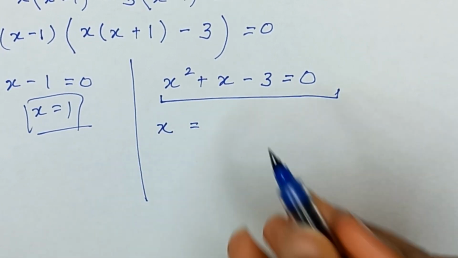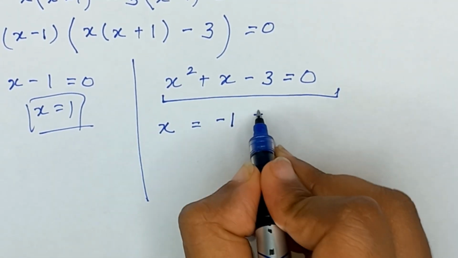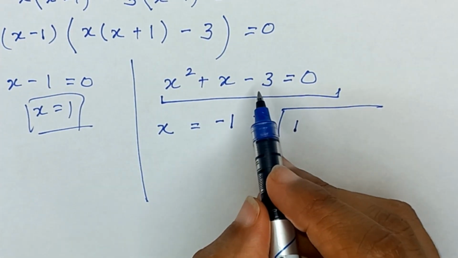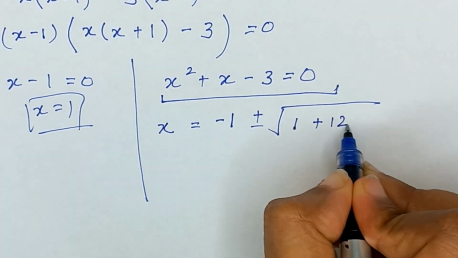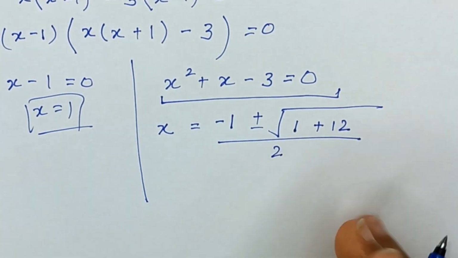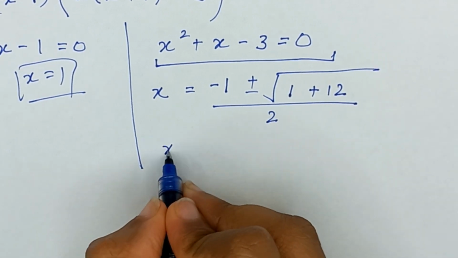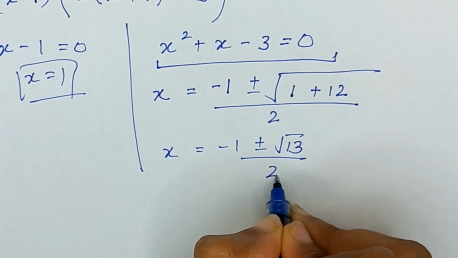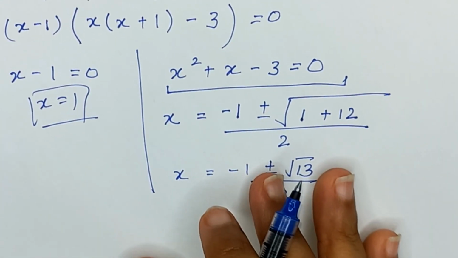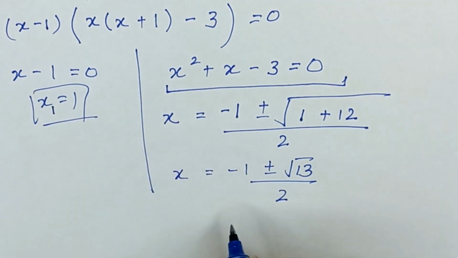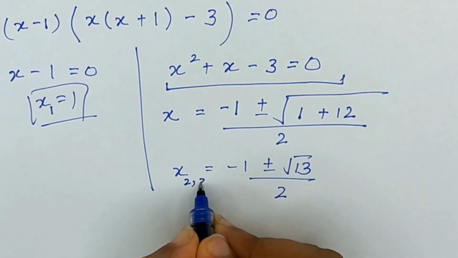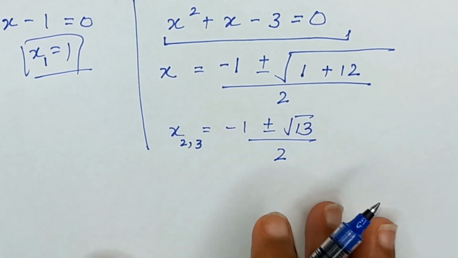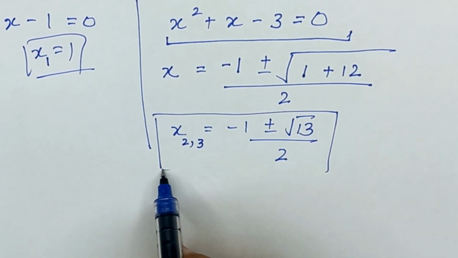So the quadratic formula is -b, meaning -1, plus minus the square root of b², which is 1, minus 4ac, so it will be plus 12, divided by 2a, so 2 times 1 is 2. Okay, so x = (-1 ± √13)/2. So from here, these are two other values of x, and with x = 1 we have 3 values of x for this problem.